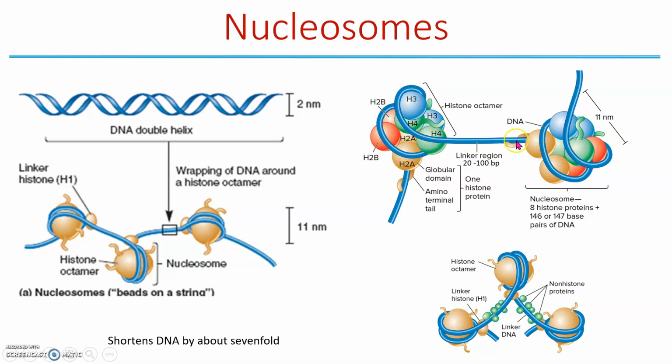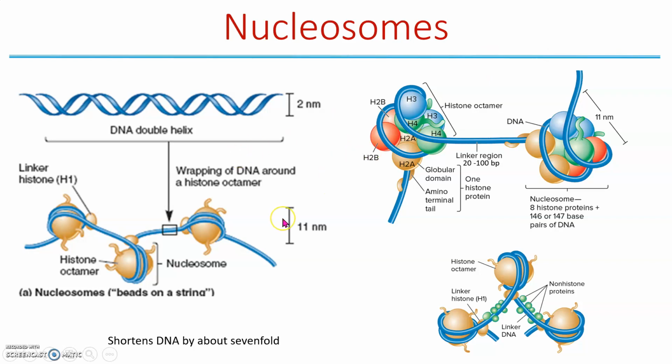Then you have a linker region, and this linker region is 20 to 100 base pairs. In this linker region, you find this linker histone H1, and there's also non-histone proteins that reside in this linker region. Are we okay with this idea? These proteins have a globular domain and an amino terminal tail in one histone. They tend to have positive amino acids that are exposed that interact with our DNA, because you should know that our DNA is a negatively charged molecule.